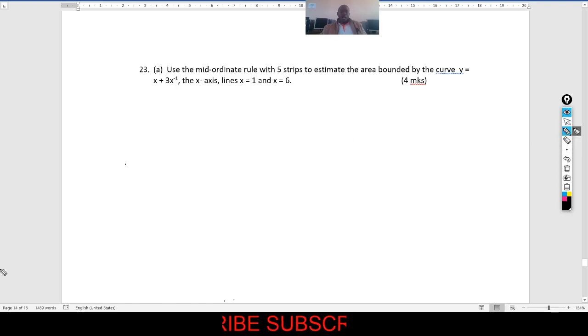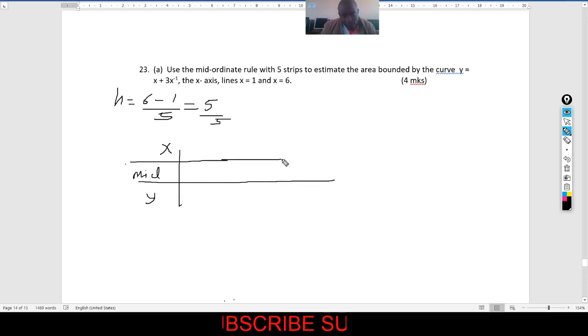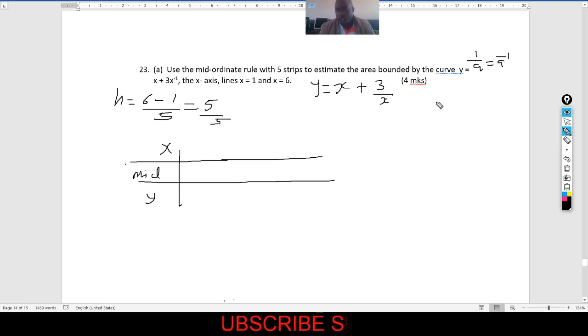Now we need to find the height. h equals x2 minus x1, that is 6 minus 1, all over the number of strips, which is 5. So this gives you 5 over 5. We now need to make the table of x. I need the midpoint so that I use it to find y. This equation can be written as y equals x plus 3 all over x, because 1 over a equals a to the power negative 1. That is the same concept here.